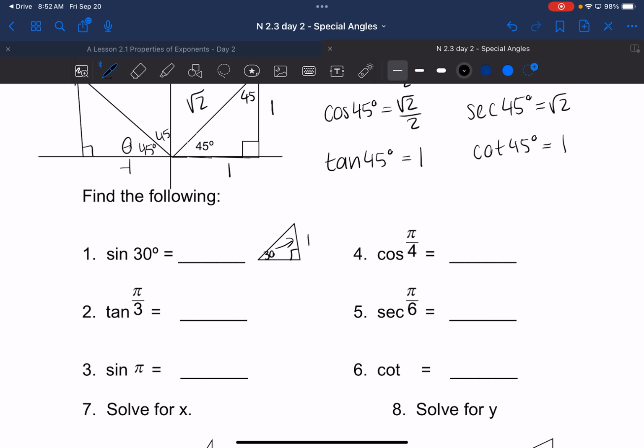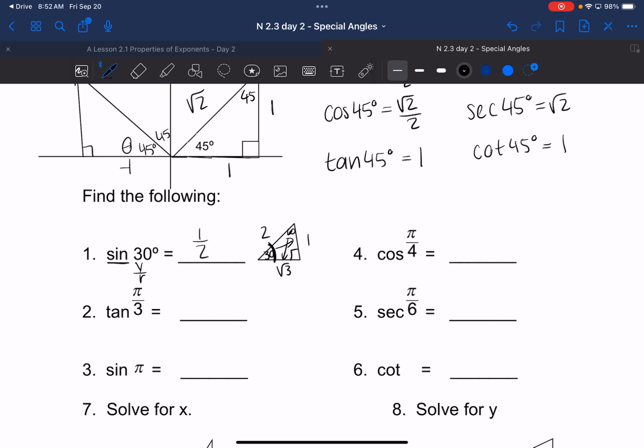Okay, and then this is the 60-degree angle here. What do I label the side across from 60? Square root of 3. And across from 90, what do we label it? 2. Okay. So when I ask for sine of 30, 30 is my reference angle, right? And I'm being asked for y over r.